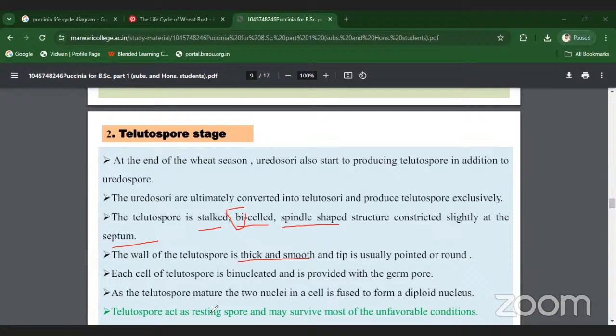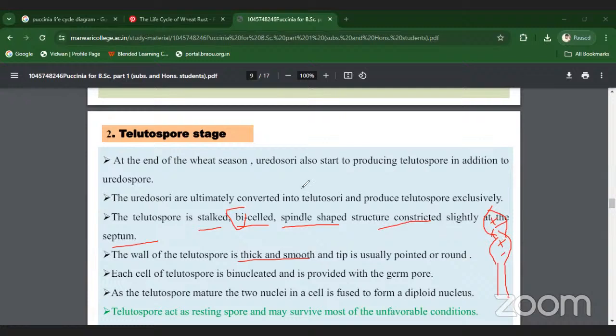As the teliospore matures, the two nuclei of the cell fuse to form a diploid nucleus. The teliospore looks like this: a stalk, spindle shape, and a small constriction here. It has two cells, and in the two cells there are two nuclei, plus nucleus and minus nucleus. This is formed during the harvesting period.